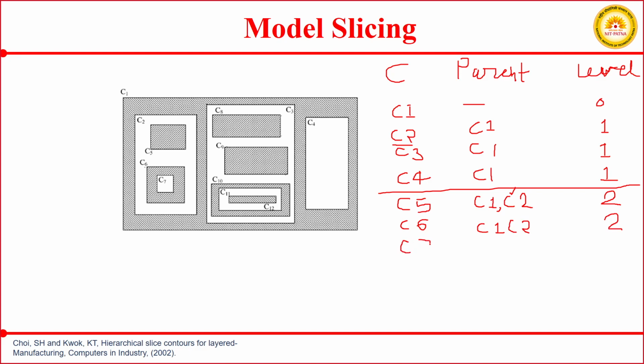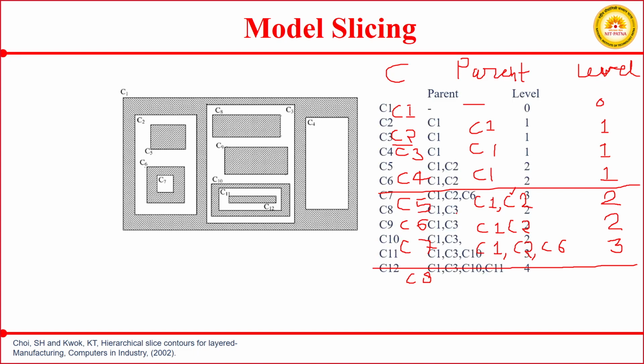For C7, any student, who are the parents? C1, C2 as well as C6, right? What will be the level number? 3, right? So I guess all of you are able to understand this parent-son relationship and how we are increasing this level number. Then for C8, let me show it instead of wasting much time. I hope all of you are able to follow this process.